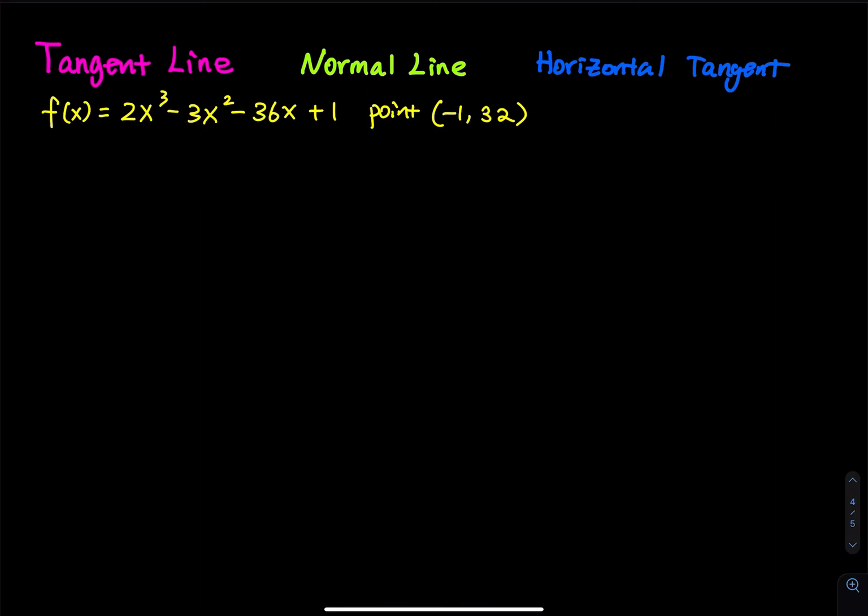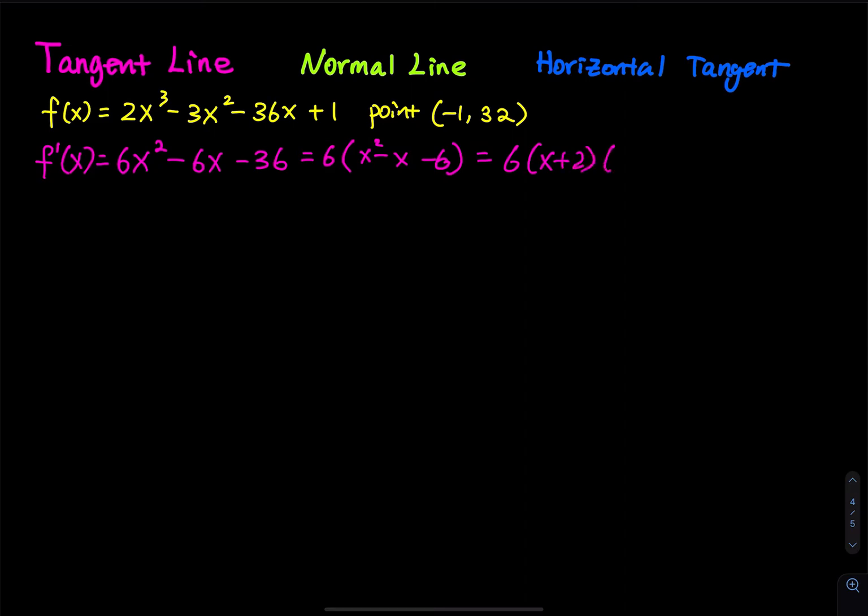All right, so starting with the tangent line. For a tangent line, we always need to find the slope first. The slope is f prime of x. So f prime of x, using the simple power rule, you bring the 3 down: 2 times 3 is 6, and 3 minus 1 is 2. Bring the 2 down, 2 minus 1. The derivative of −36x is −36. The derivative of 1 is 0. Let's factor this a little bit. That is 6 times (x² − x − 6), and you can factor this one step further. So that is 6 times (x + 2)(x − 3), right?